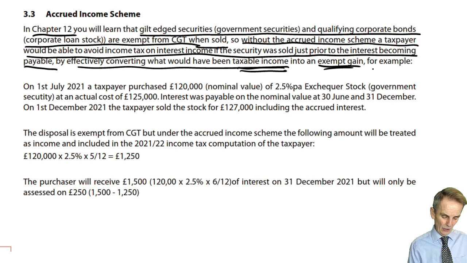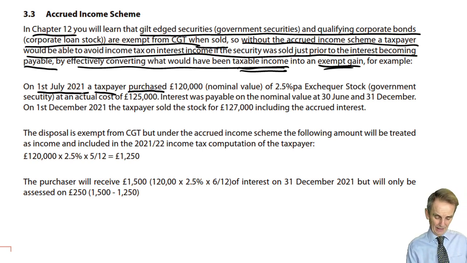This time the taxpayer purchases this security on the 1st of July 21. Now, we will of course be dealing with our 21-22 tax year, so it's bought on the 1st of July, part way through. And what we buy is £120,000 nominal value of 2.5% exchequer stock. Again, that is a government security.